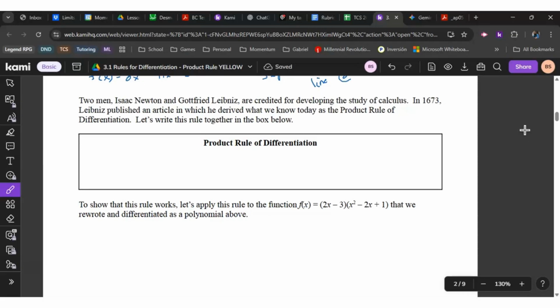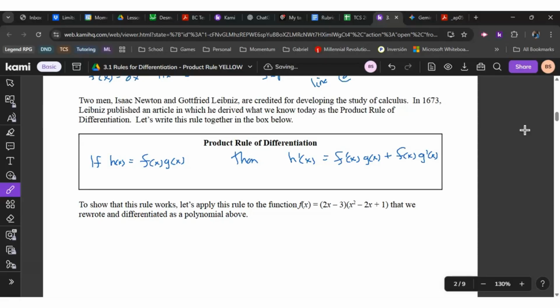Okay. Anyway, in this particular case, Leibniz is the one that figured this out first, and he figured out the product rule of differentiation. So it's going to be this. If h of x is equal to f of x times g of x, in other words, two things multiplied together, then the derivative, so h prime of x, is going to be f prime of x times g of x, plus f of x times g prime of x.